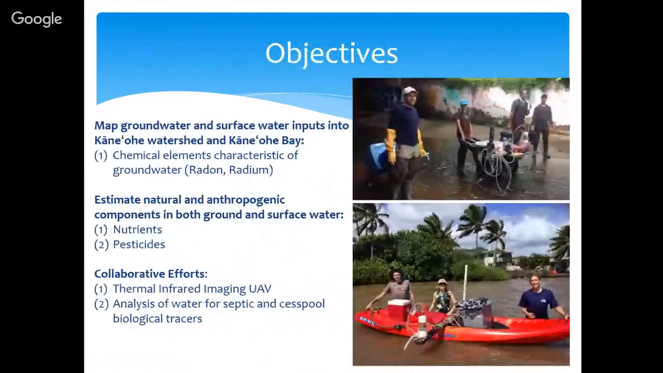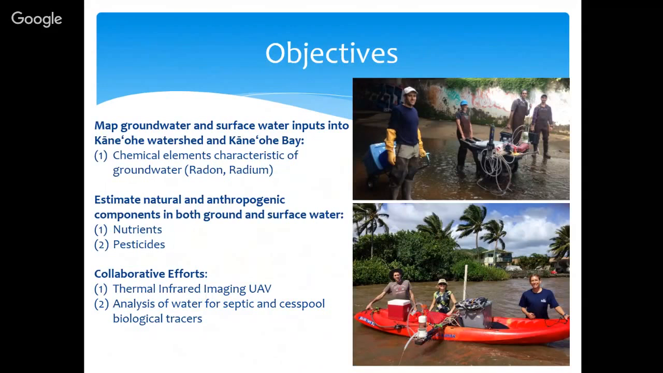One, we want to map surface and groundwater inputs into the Kaneohe watershed and Kaneohe Bay. And we are doing this using chemical elements characteristic of groundwater, specifically radon and radium. And these elements are enriched in groundwater due to surface area differences between that and surface water. So we are able to tell the differences between groundwater and surface water.